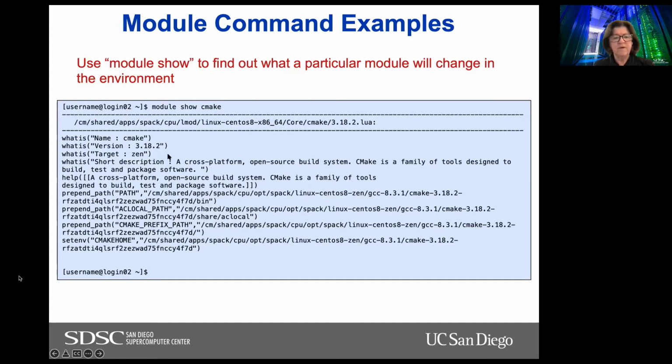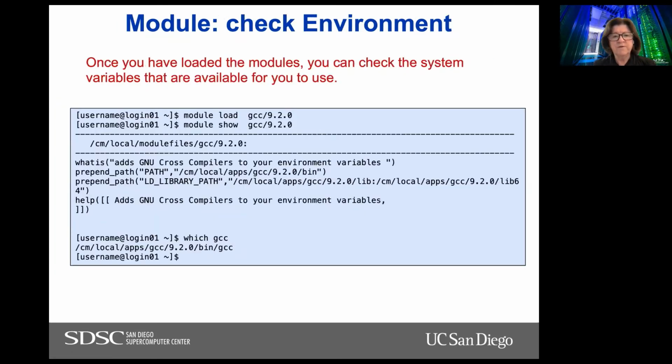Now this is CMake, it's very short. Sometimes they are pages long. It'll depend on the module. Once you've loaded the modules and you learn about it, you can check that these are the variables that you want to use. For example, in this example, it gave me my library path. And I made sure I'm getting the GNU compiler and I know exactly where it's located. So the modules are located on Expanse, but in different directories.